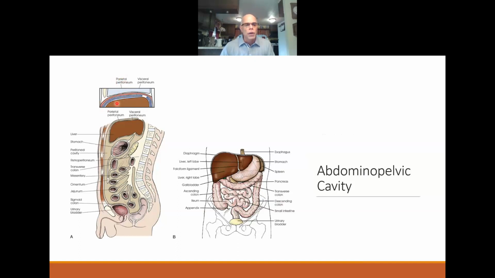But all of your internal organs, this is obviously a side view, a coronal cut, but you can see where the peritoneum is right here. It's that enclosure, that sac that encloses all your organs. So all of these organs here are enclosed basically in a plastic bag, and a plastic bag actually has two layers. The parietal is your outside layer and your visceral is your inner layer.